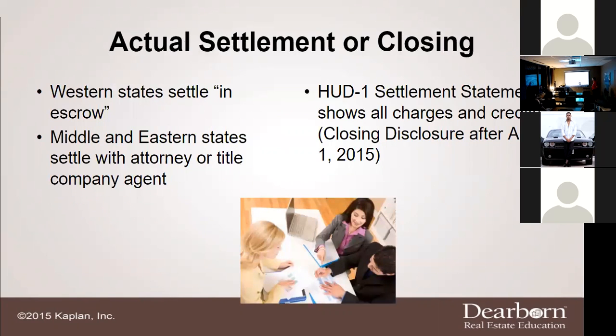Okay? Now, what exactly is the actual settlement or closing? This is where you're going to see a little bit of difference. In Western states, they put money in escrow. So in a Western state, you're going to put it in escrow. In a middle or Eastern state, they settle it with an attorney or the title company. The HUD Settlement Statement is going to show all charges and credits.